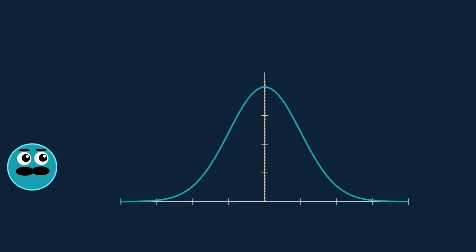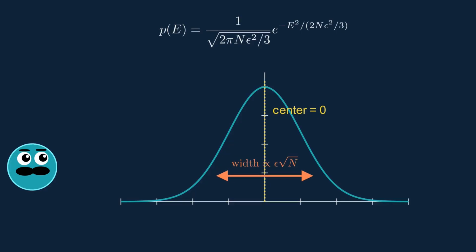Now for many operations, the total error starts to look like a normal distribution. Finally we can write sigma e squared is n epsilon squared over 3. So in the end we get this. This tells us the shape of the final error cloud. It is centered at 0 and its width is proportional to epsilon square root of n.